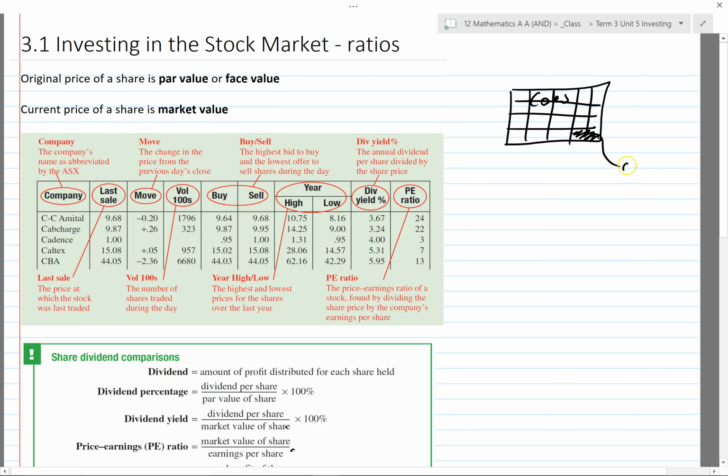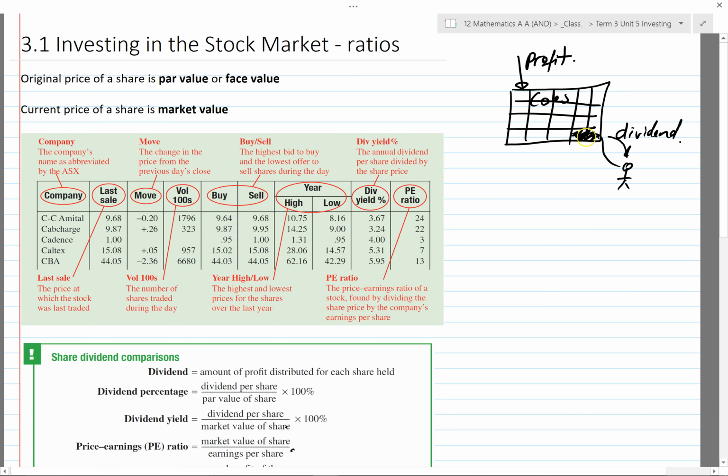Perhaps these two are owned by one person. Maybe it's your mum or dad. They own shares, part of the company. Coles makes profit, and they'll give part of the profit to the shareholder as a dividend.